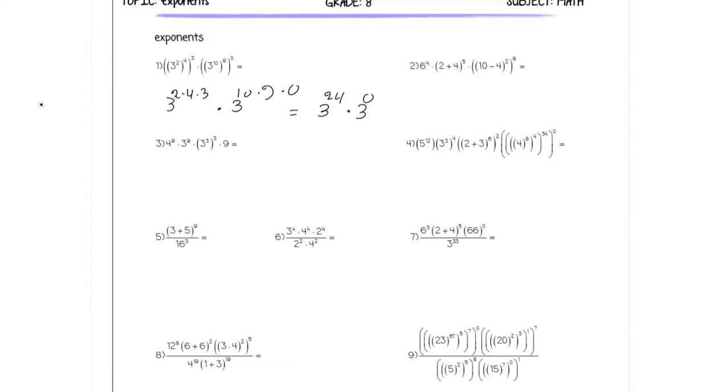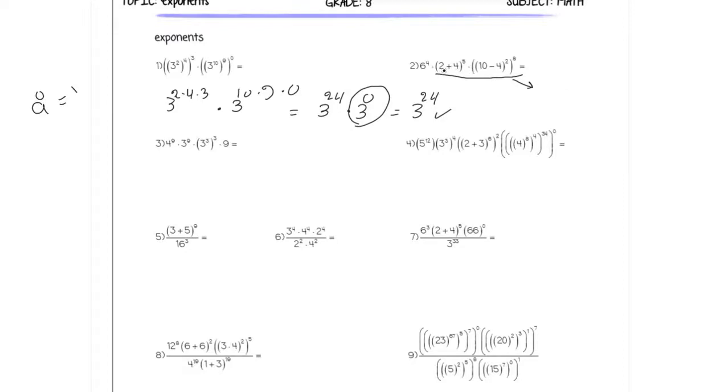If you remember, we said any number to the power of 0 is equal to 1. So this one, 3 to the power of 0, is going to be 1. 1 multiplied by 3 to the power of 24 is 3 to the power of 24. It's very easy. And this one also the same, but a little tricky question here.